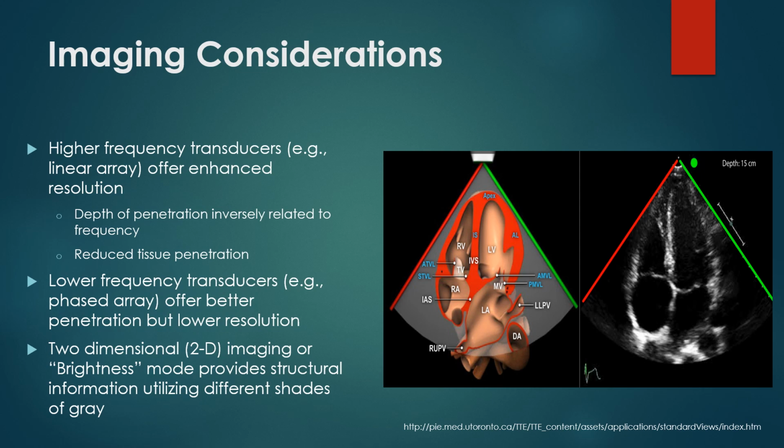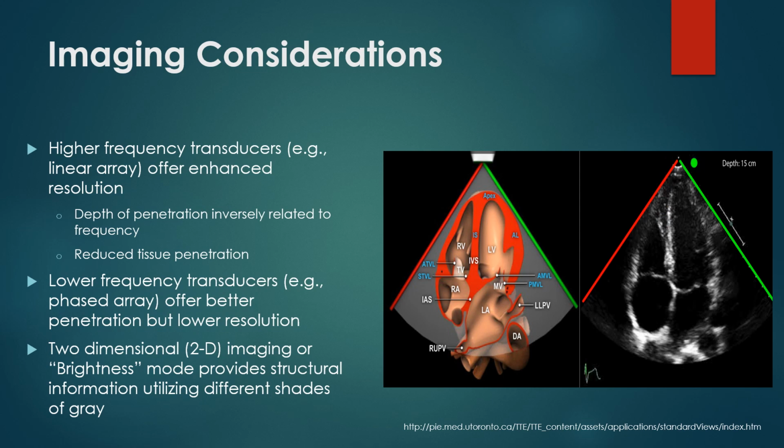The different types of imaging, there's two-dimensional or 2D imaging or brightness mode, which is the most commonly used, which provides structural information utilizing different shades of gray. As you can see in this image over here on the right, this is where your transducer is. It sends out the image, bounces off a structure, and based on the perpendicularity to the transducer probe, it's going to come back with different degrees of resolution.